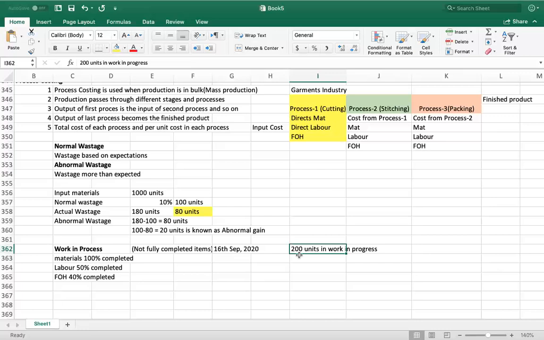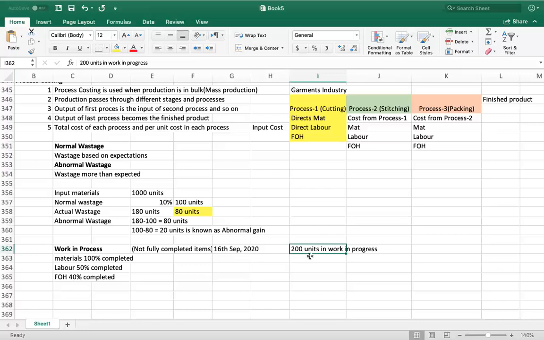Okay, you got this idea. So today, when we finish our work, we still have 200 units which were not completed. So today it is our closing stock. But when we start production tomorrow, next day, it will become our opening work in progress.